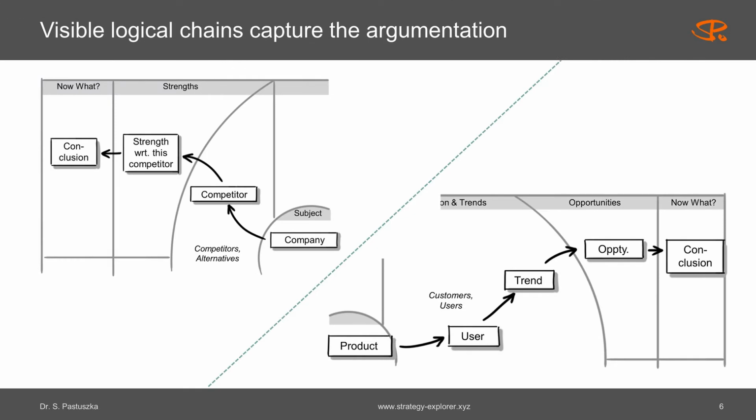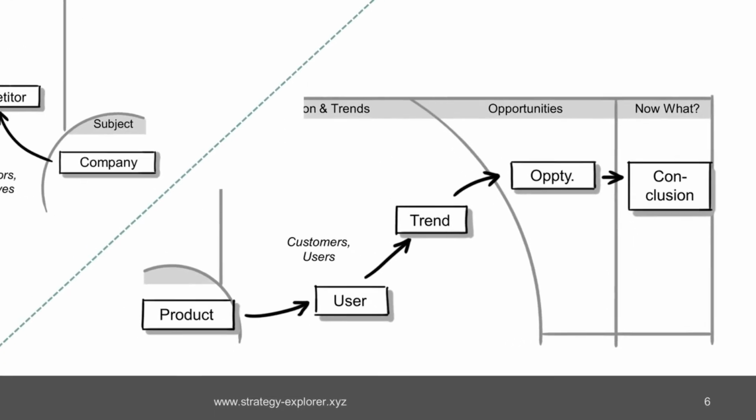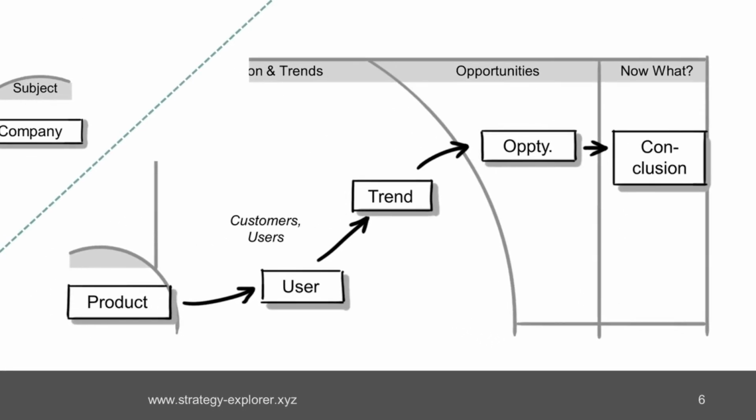The logical chains of argumentation are very transparent and visible in the Strategy Explorer, which is one of its major advantages. They develop from the center to the outside of the canvas. For instance, if the subject is a product, there might be a certain group of users and you have observed a specific trend in user behavior. This presents an opportunity and you derive a conclusion on how to exploit this opportunity.